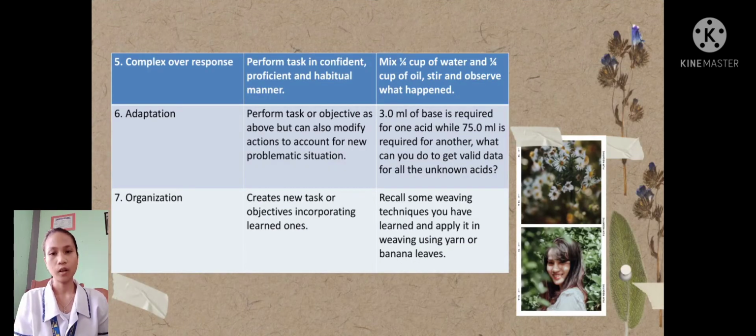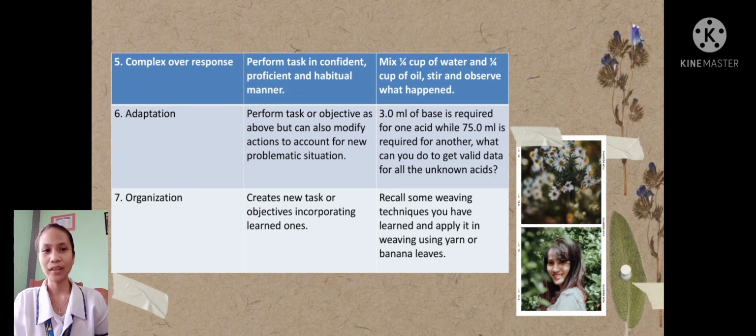Another level of expertise is complex overt response. It is the ability of the student to perform tasks in a confident, proficient, and habitual manner. Unlike in the fourth level of expertise, where the student performs tasks somewhat confidently, in complex overt response the student can perform tasks confidently. An example is: mix 1/4 cup of water and 1/4 cup of oil, stir and observe what happened.